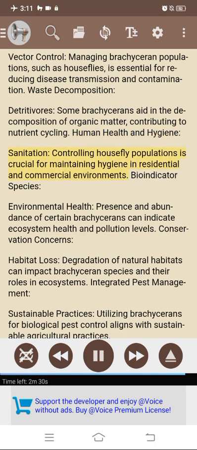Human health and hygiene. Sanitation. Controlling housefly populations is crucial for maintaining hygiene in residential and commercial environments. Bioindicator species. Environmental health. Presence and abundance of certain brachycerans can indicate ecosystem health and pollution levels. Conservation concerns. Habitat loss. Degradation of natural habitats can impact brachyceran species and their roles in ecosystems.